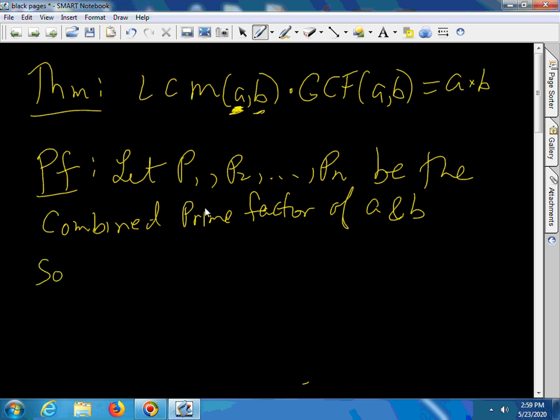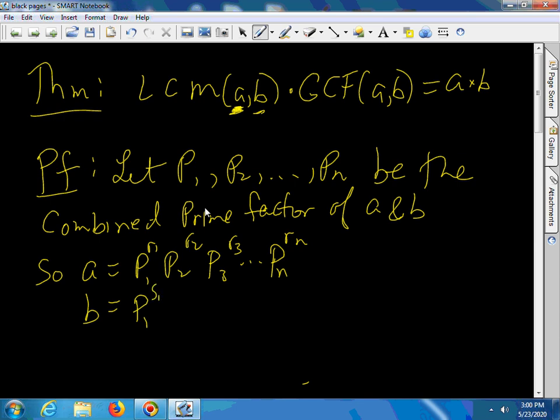Okay, so A is equal to the first prime to some power, call it R1, times prime 2 to the power R2, prime 3 to the R3, all the way up to P sub n raised to the Rn. And B is going to be the same primes, but maybe different powers: P1 to the S1, P2 to the S2, P3 to the S3, all the way down to P sub n to the S sub n power.